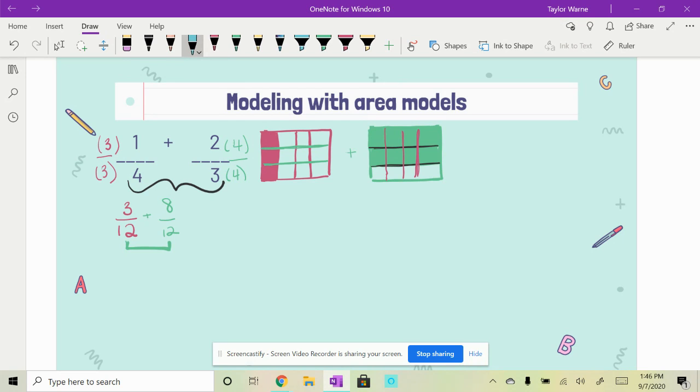So if we were to count 1, 2, 3, 4, 5, 6, 7, 8, 9, 10, 11. That's 11 out of 12 total boxes shaded. And that's our answer. And you would get the same thing. 3 plus 8 is 11, and we keep our common denominator. So that's how you would model with area models. And that's everything for today in adding and subtracting fractions.